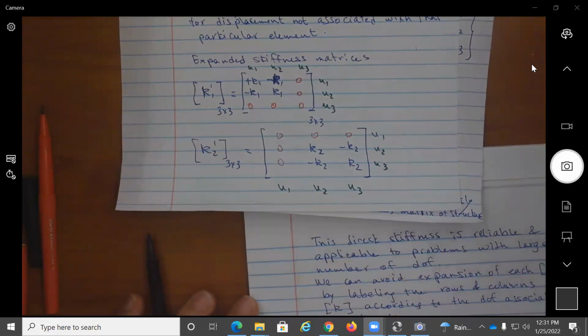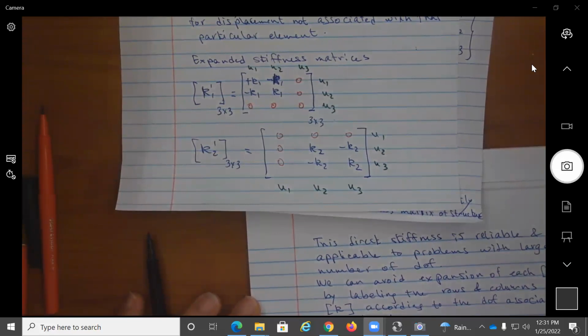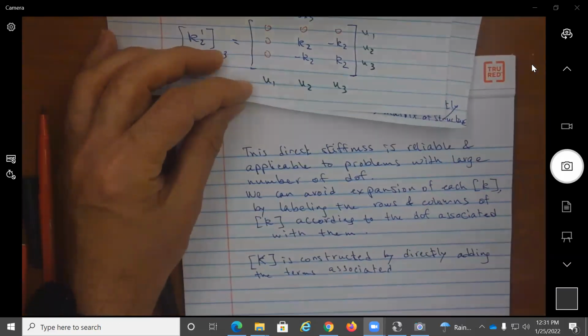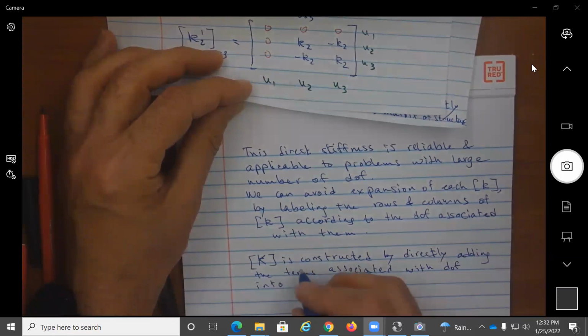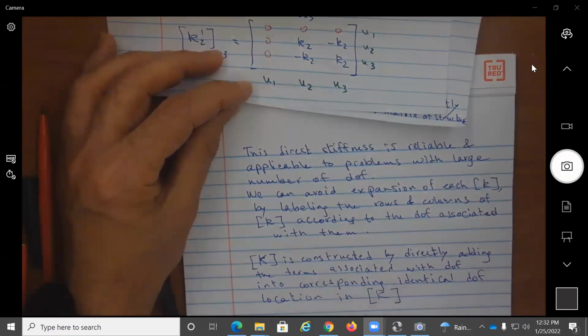So uppercase K is constructed by directly adding the terms associated with a degree of freedom into the corresponding identical degree of freedom location in the total or global stiffness matrix K.